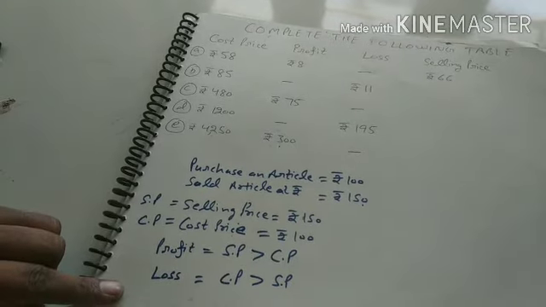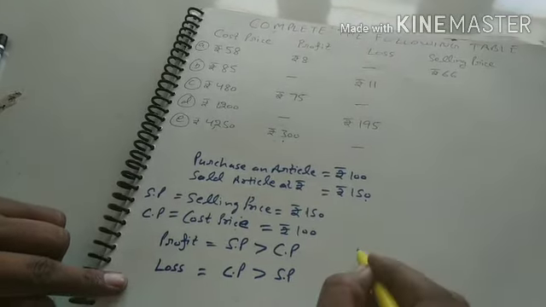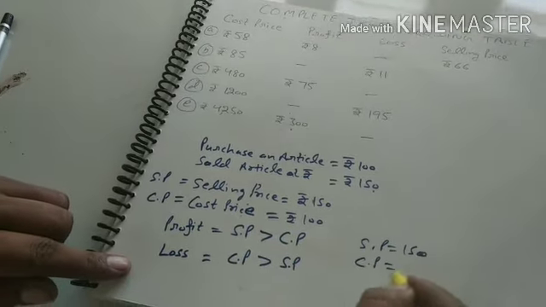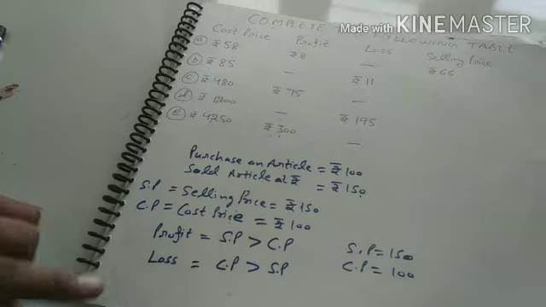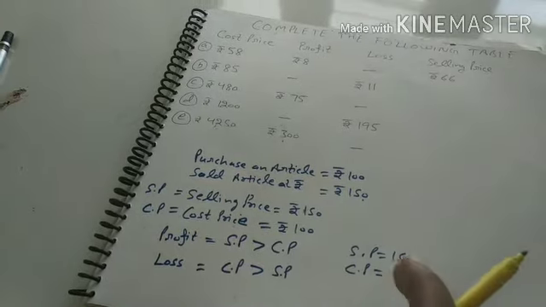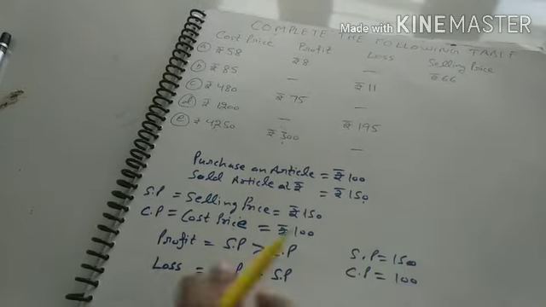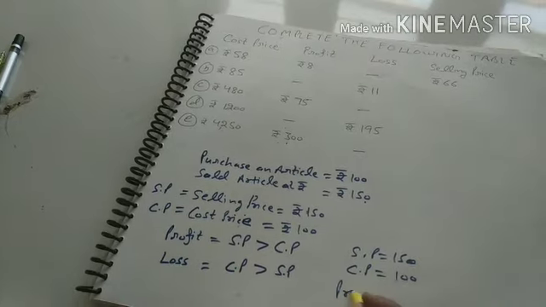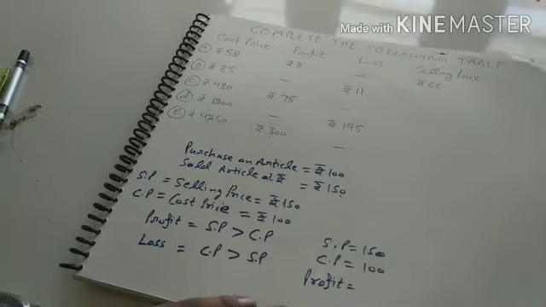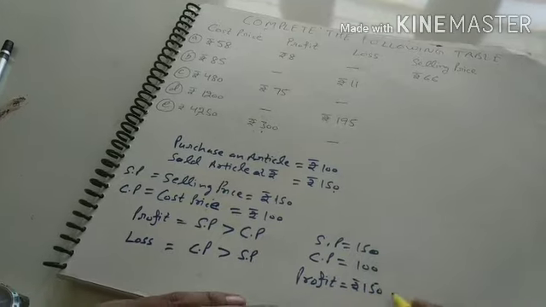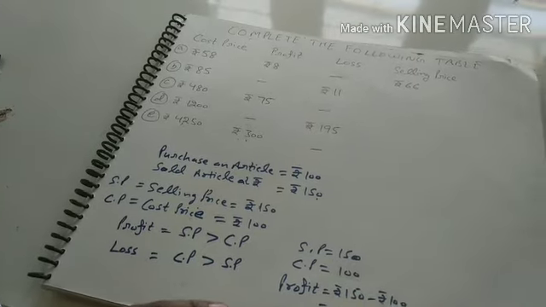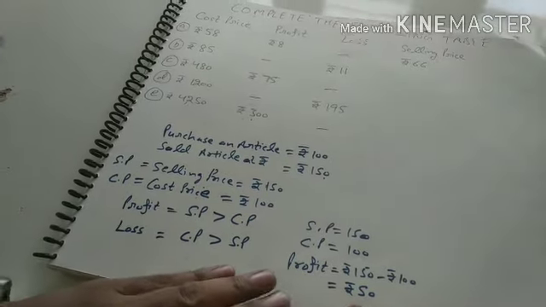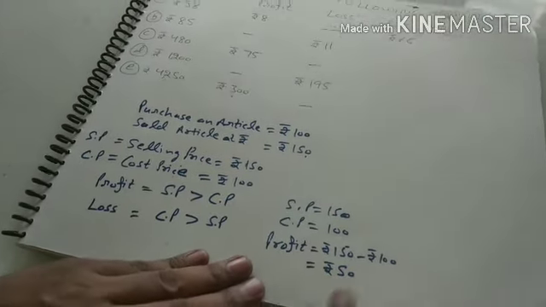Now you see that selling price is 150 and cost price is 100 rupees. So how will I find which case it is? Selling price is more than cost price, therefore there is a profit. How will I find the profit? I will subtract rupees 100 from rupees 150. So my answer is rupees 50. In this way you can find the loss also.